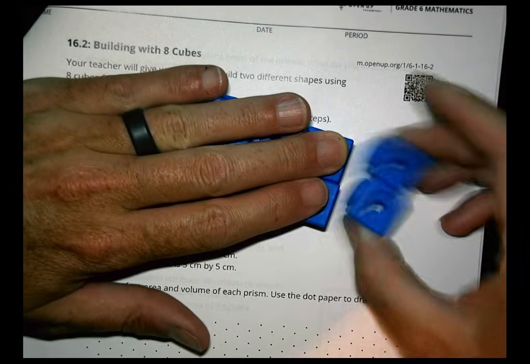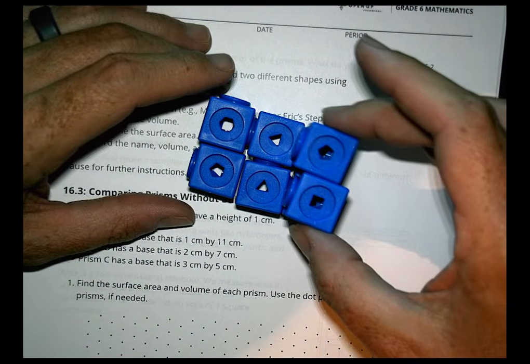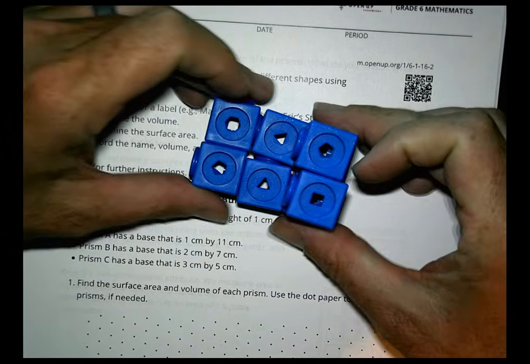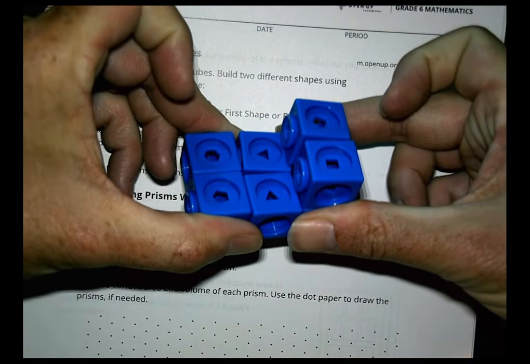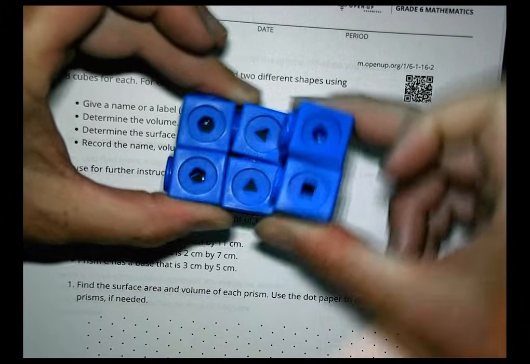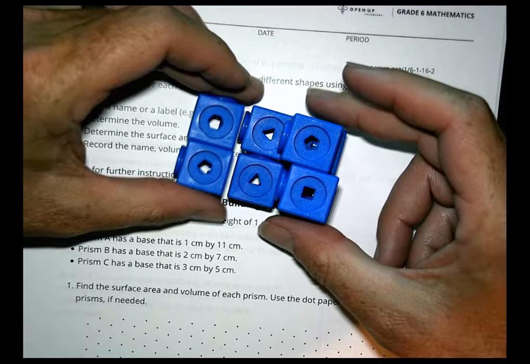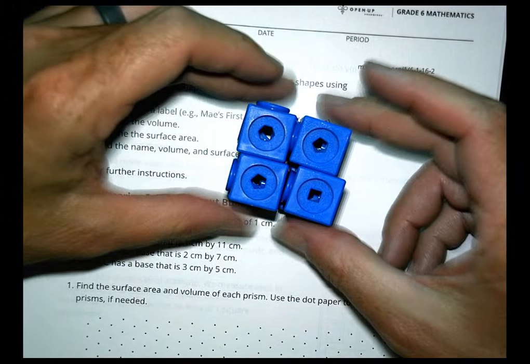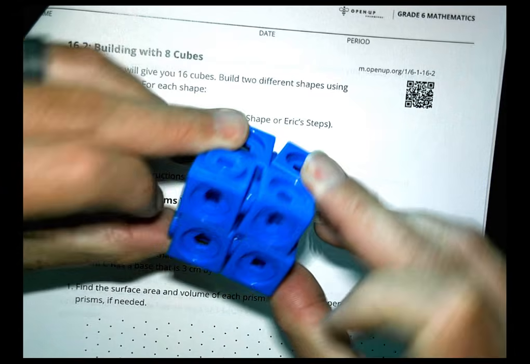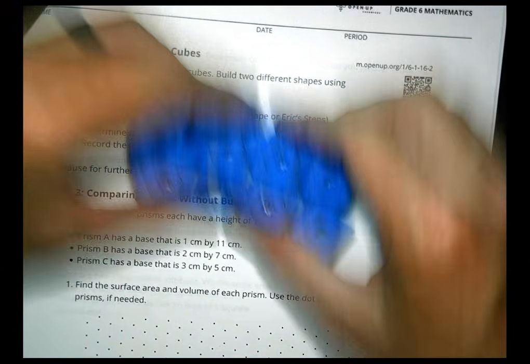I could even take a couple of the cubes and stick them on top like that, and I could have a little shape like this. That's still the same number of cubes and the same volume, but it would definitely have a different surface area. We could put 8 like that and make an actual giant cube, a 4 by 4, something along those lines. That would work.